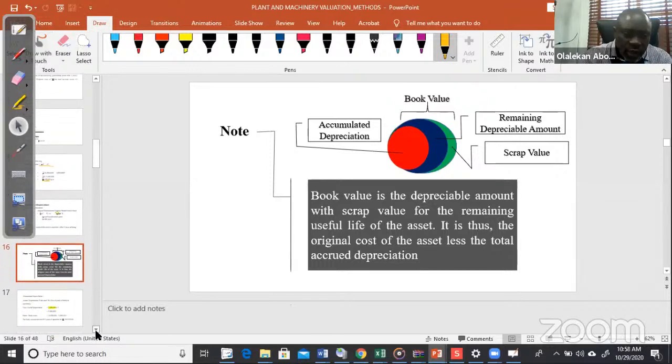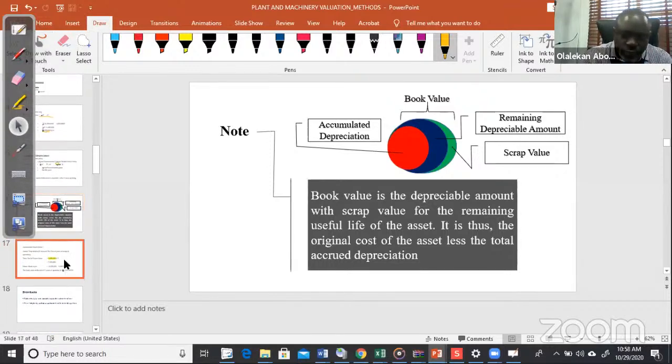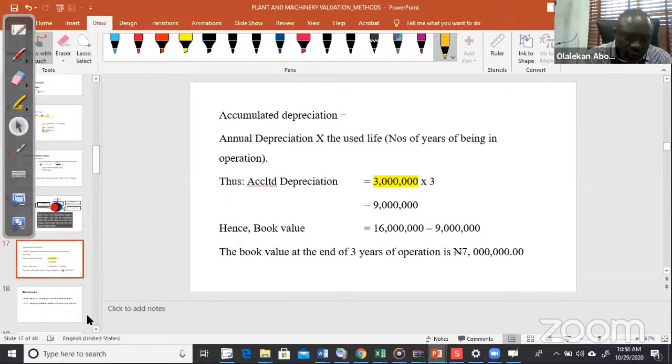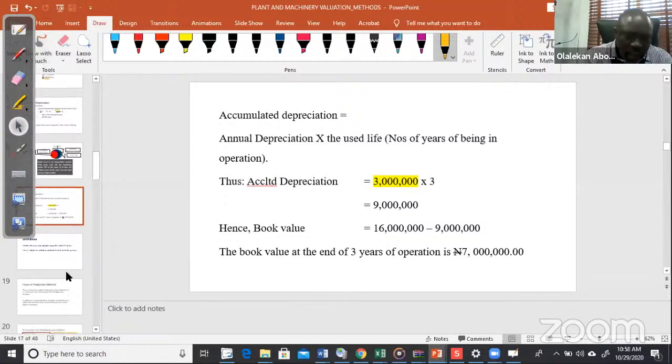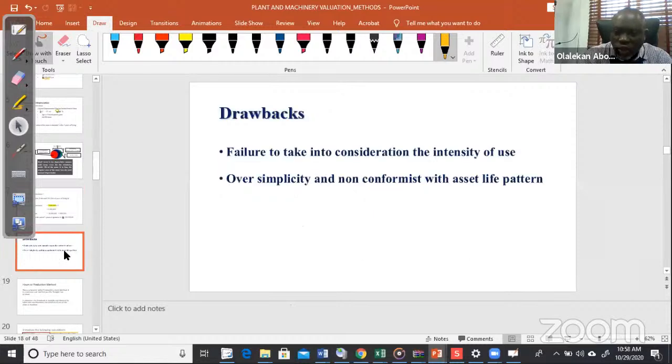So please, let's go to another method. This one, I use to solve book value. Okay, before I go to another method, let's talk about the drawbacks, the shortcomings of using this method. We have 2 major ones. The method does not consider intensity of use. The straight line method on a yearly basis does not consider intensity of use.